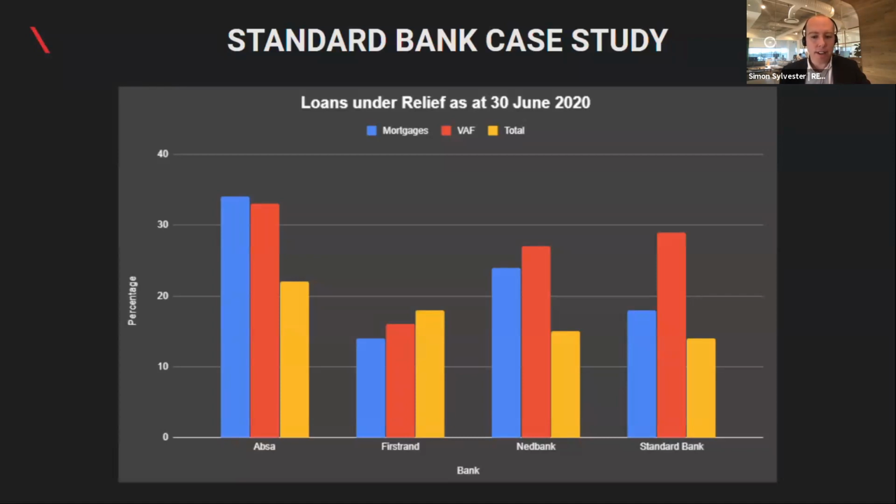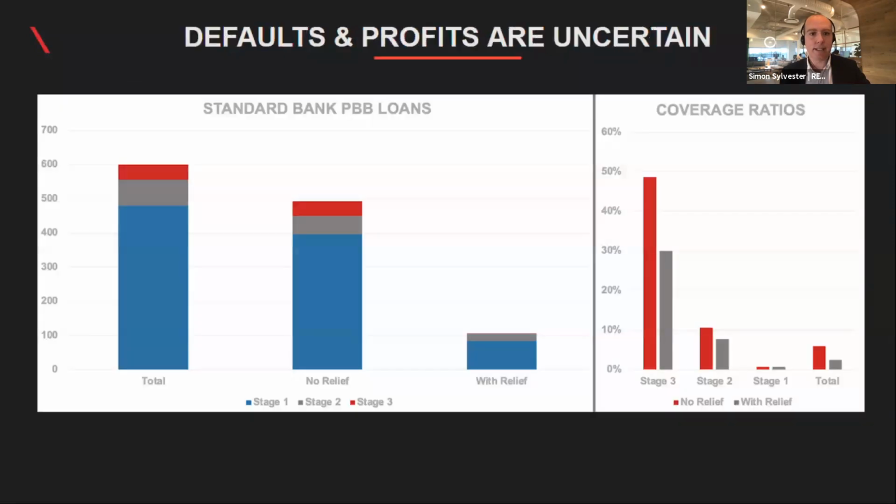And if you go on to the next slide for Standard Bank, I'm going to stick with the case study of Standard Bank just so we can break it down a bit more. They've got about 600 billion rands worth of personal and business banking loans. So that's the bar on the left. Now, 107 billion have relief, i.e. there's payment holidays, and the rest have no relief, okay?